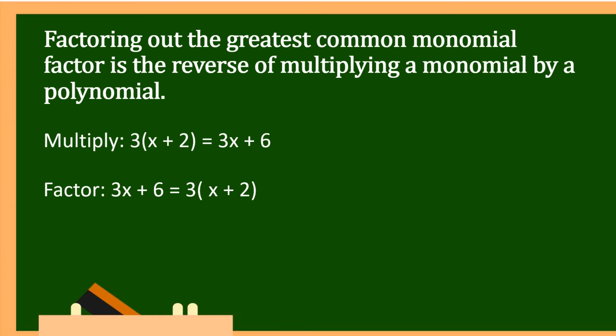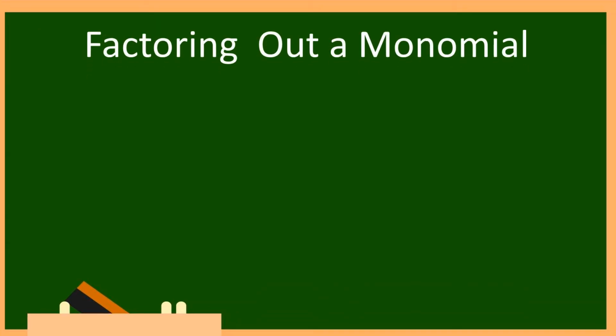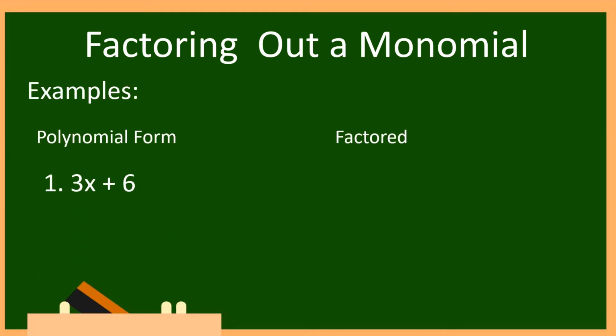Well, if we are going to factor out 3x plus 6, that is equal to 3 times the quantity of x plus 2. It is the reverse of multiplying a monomial by a polynomial. So, we will get the factor. In factoring out a monomial, let's have an example. First, 3x plus 6. It is a binomial. We have two terms, which are 3x and 6.